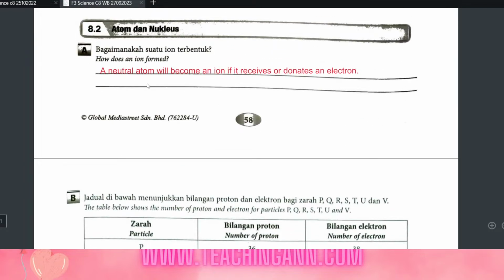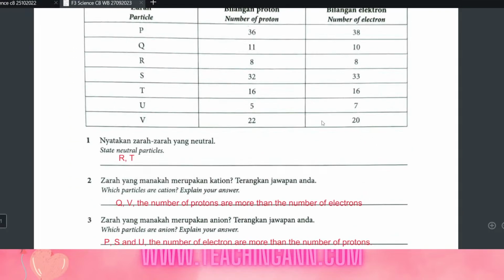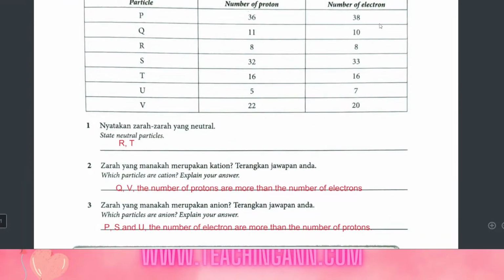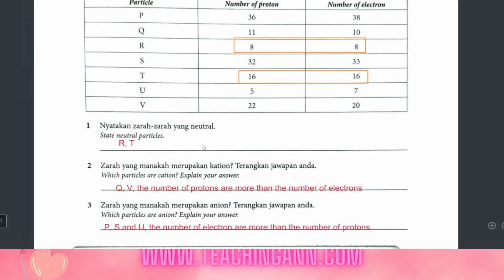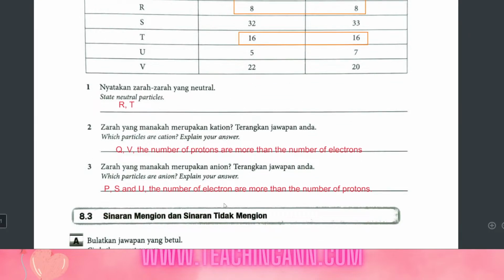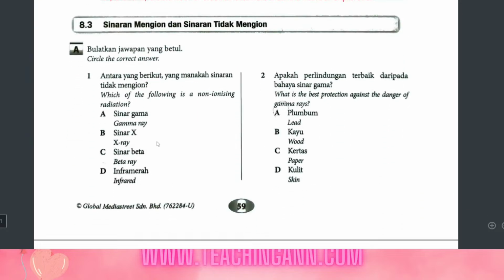Now next. How does an ion form? A neutral atom will become an ion if it receives or donates an electron. Now state the neutral particles. If you want to know whether it's neutral or not, proton and electron must be the same number. So this one R, we got the same one. And T also the same one, 16, 16. This one you all must understand. Then they ask which particles are cation. Cation means positive, meaning proton must be more than the electron. Whereas P, S and U are the anion because the electrons are more than the protons. That's all.